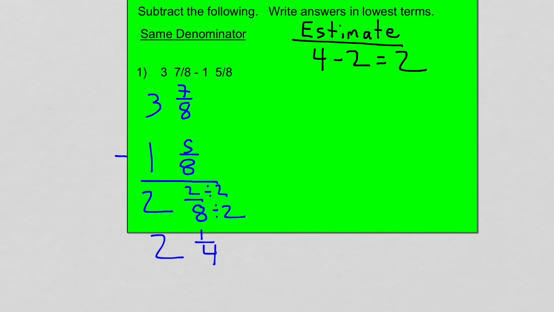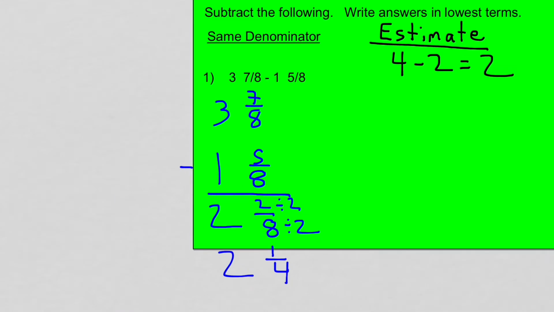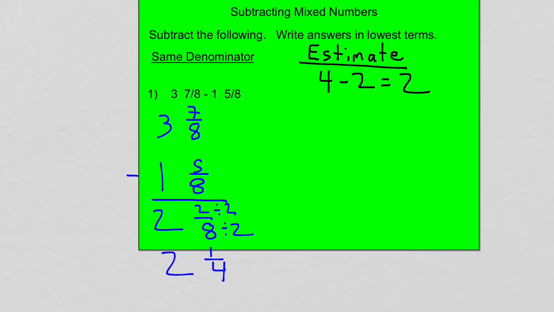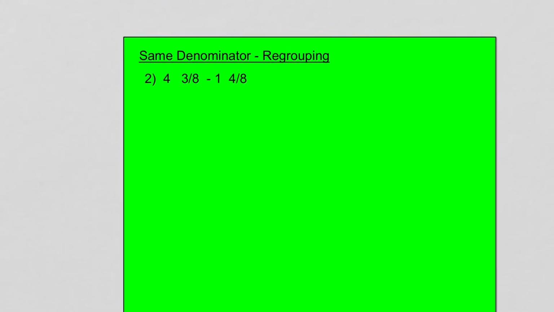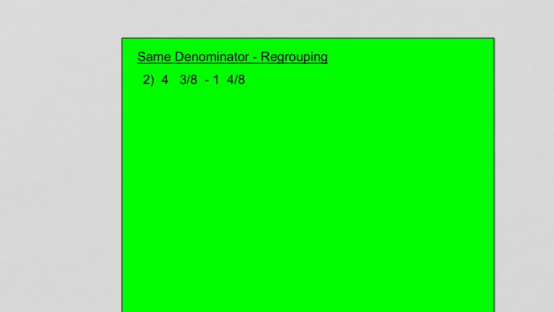Okay? So we estimate just to get an idea of what the exact answer might be so that we know if we're on the right track. And based on our estimate matching our exact answer, I think we are. Now that's a really, really basic example that has the same denominator. I want to look at what the most challenging situation is. And that's where we have the same denominator where we have to do regrouping.